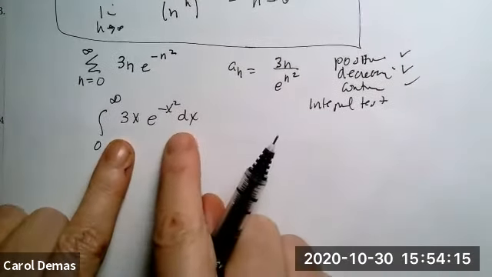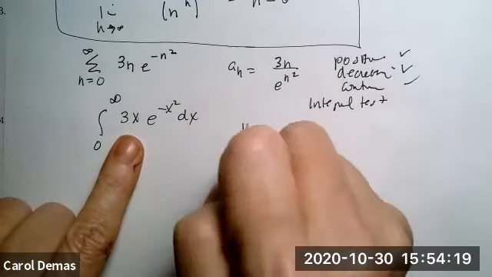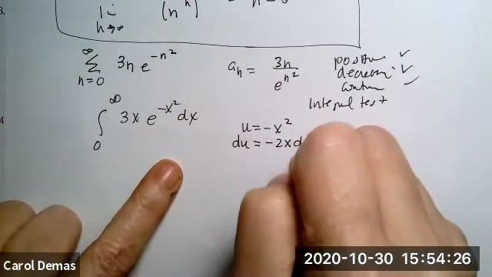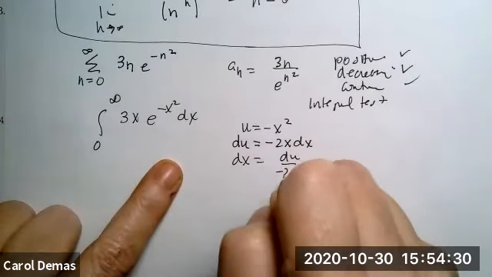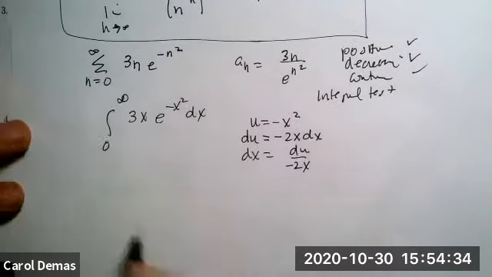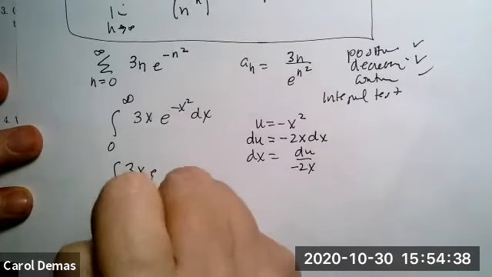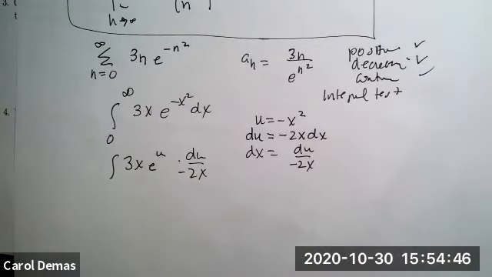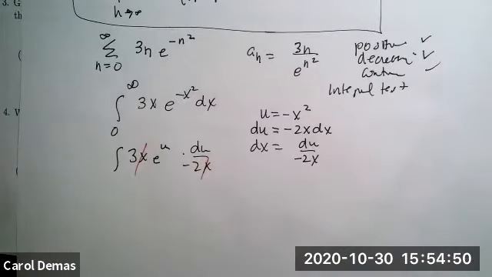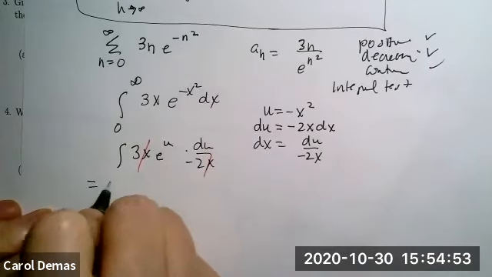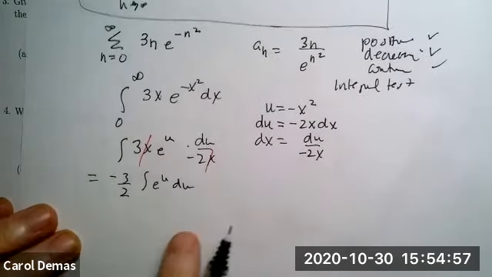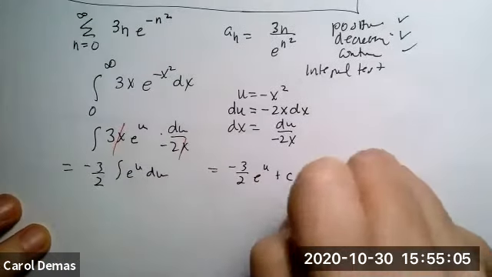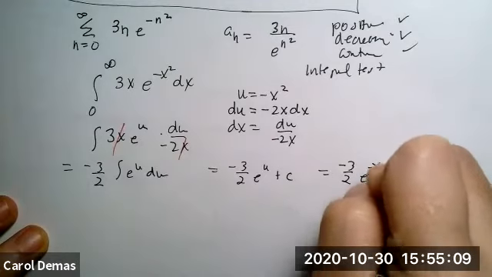How am I going to integrate? U substitution. We're going to let u be negative x squared. So what's du? Negative 2x dx. That means dx is du over negative 2x. Let's pretend we have an indefinite integral. We'll have 3x e to the u, and dx becomes du over negative 2x, so the two x's cancel. I'm going to pull out the negative 3 over 2. What is this integral? That's pretty easy: e to the u. That's going to be negative 3 over 2 e to the u plus c, which is negative 3 over 2 e to the negative x squared.